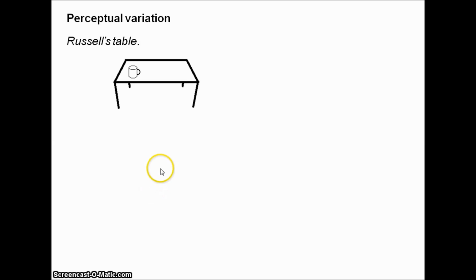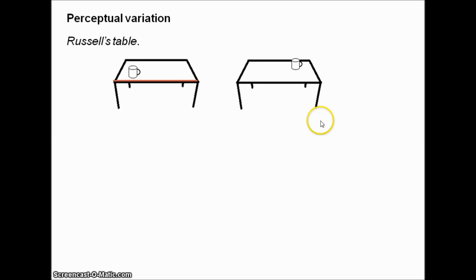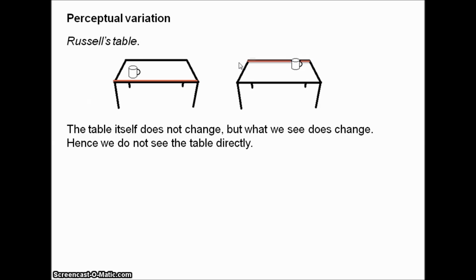Closely related to the argument from illusion is the argument from perceptual variation. Bertrand Russell, in his Problems of Philosophy, asks us to consider a table. This is a perfectly familiar experience. As you move around the room, what you immediately see changes in its apparent size or shape. If we stand on this side of the table, this side will appear longer and this one shorter. If we move around and stand on the other side, well, this will be reversed, obviously. This is obvious stuff. So, the table itself does not change, but what we see does change, hence we do not see the table directly.